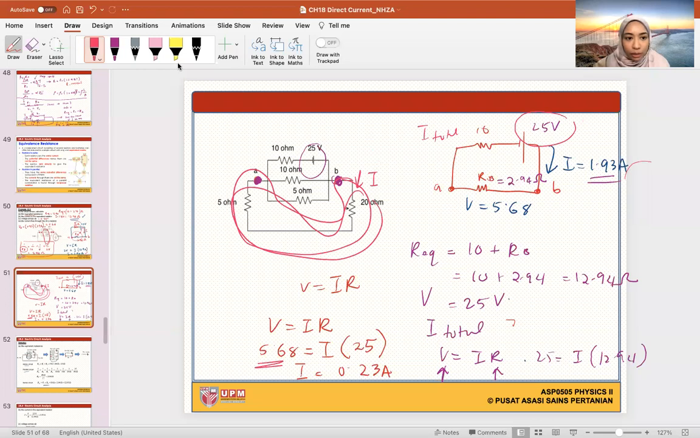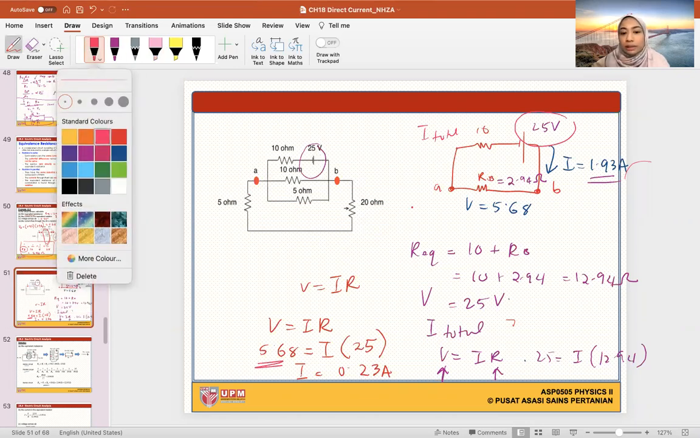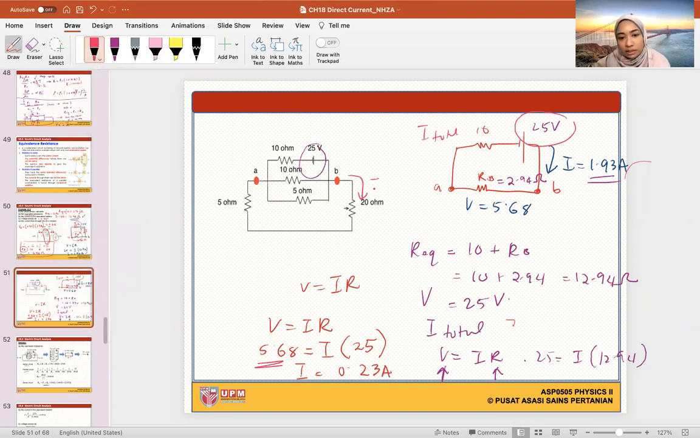However, when I want to find the I flowing through this one only, it is not the total, it is a fraction of the total. Let's say this is I1. I1 is a fraction of I total. To find I1, I need to use the R for this branch only, which is 5 plus 20, and the voltage for this branch only. This branch's voltage we found from here, which is 5.68.